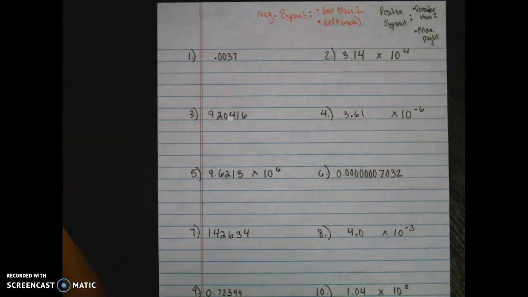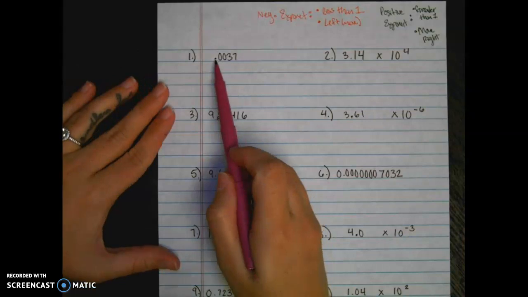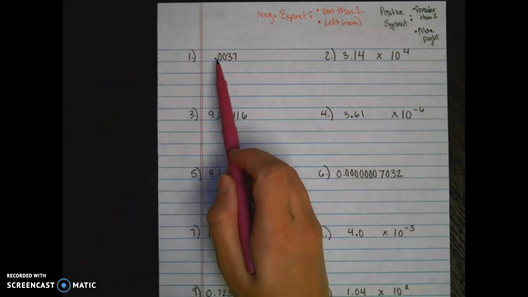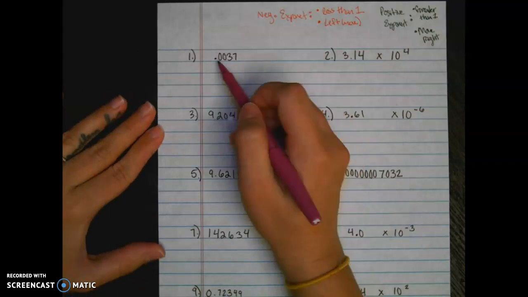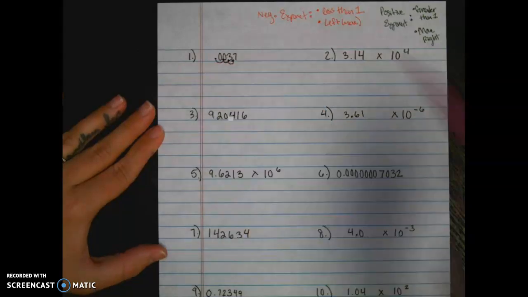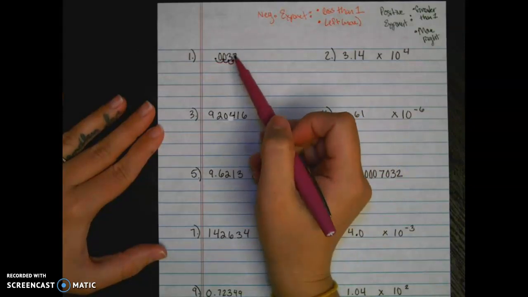So let's look at this first one right here. What I need to do is move my decimal place and find where only one number is in front of the decimal that's not a 0. So I'm going to move here. Nope, there's still not a number. And nope, still not there. And kapow. Now I only have one number that's not 0.